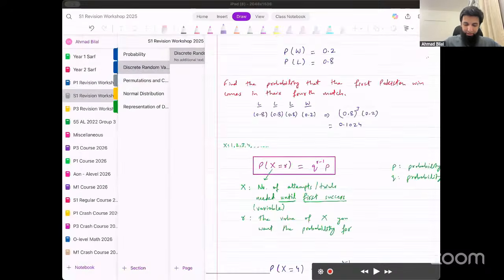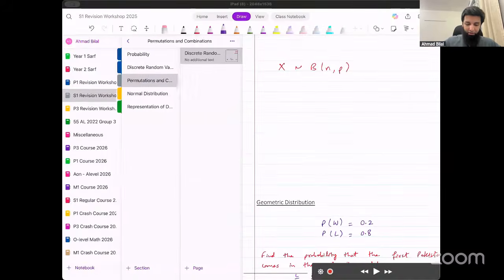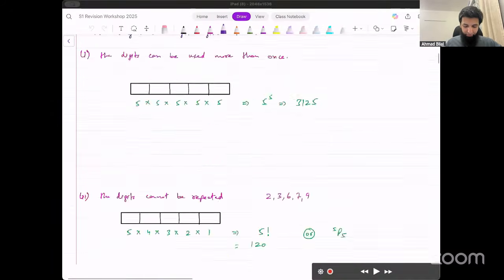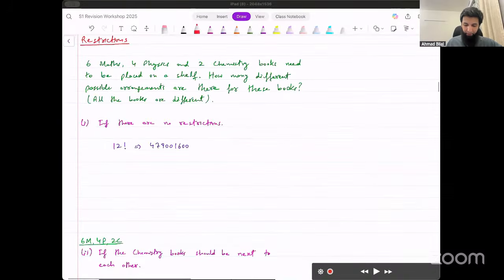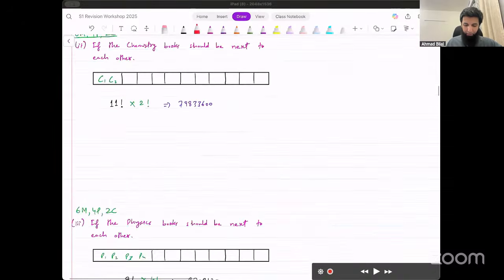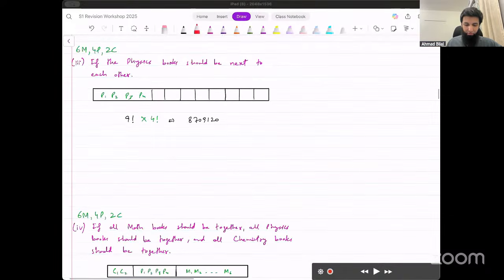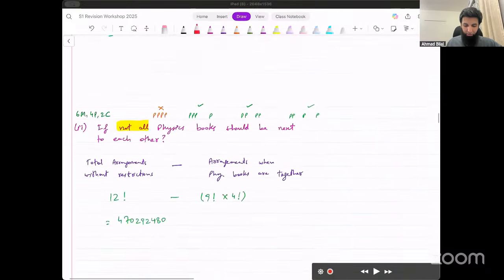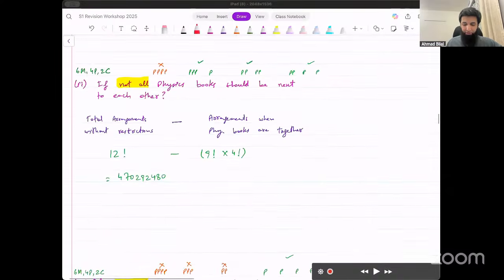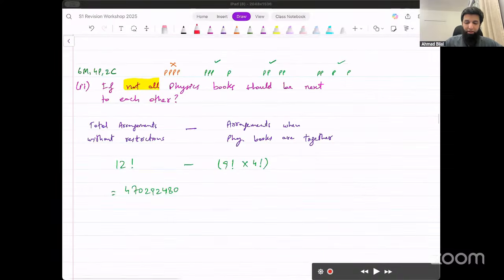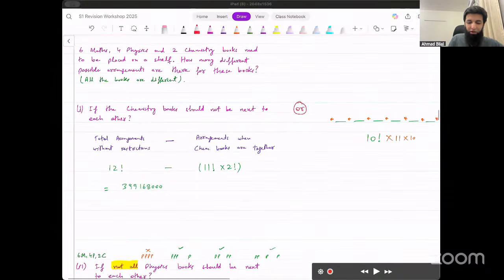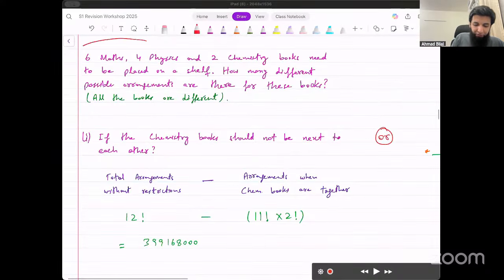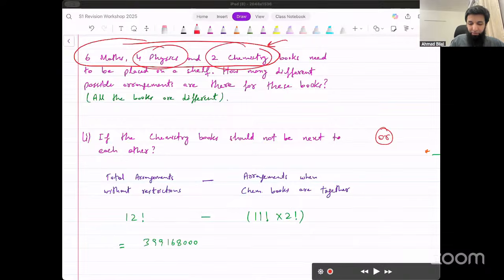Let me go through the dashes and stars method. Let me remind you about it quickly first. Remember this distinction. When they ask you for some objects that they should not be next to each other. This is an example that you would have seen before. If we have 12 books, 6 of them are math books, 4 of them are physics books, 2 of them are chemistry books.